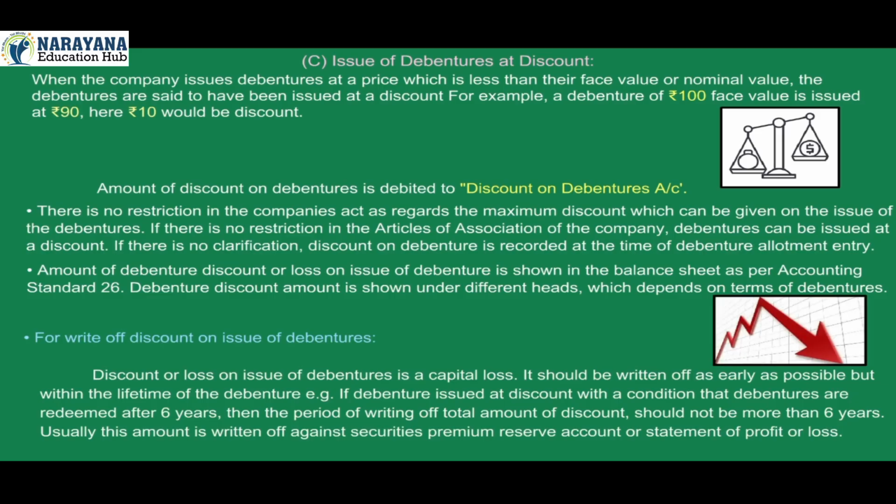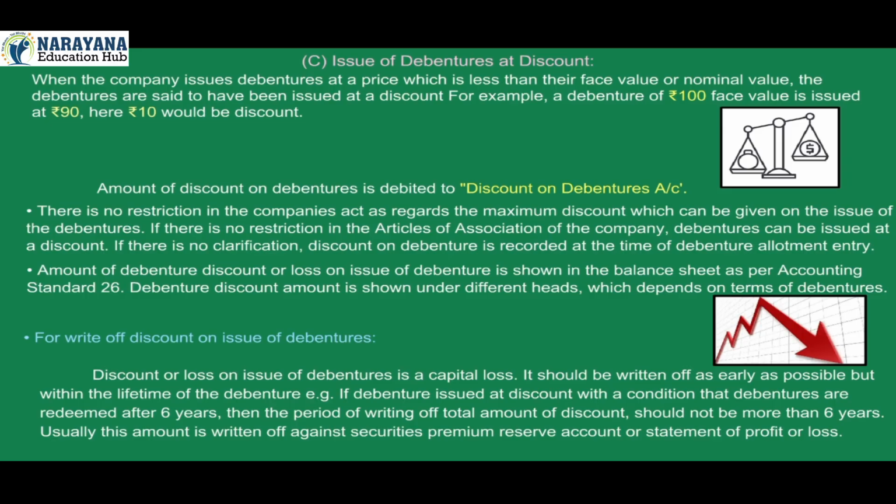It should be written off as early as possible but within the lifetime of the debenture. For example, if a debenture is issued at a discount with a condition that debentures are redeemed after 6 years, then the period of writing off the total amount of discount should not be more than 6 years.